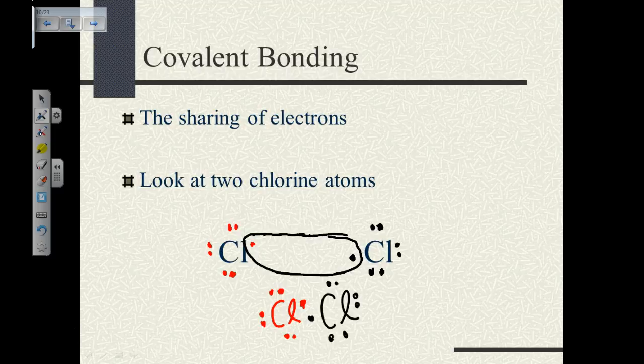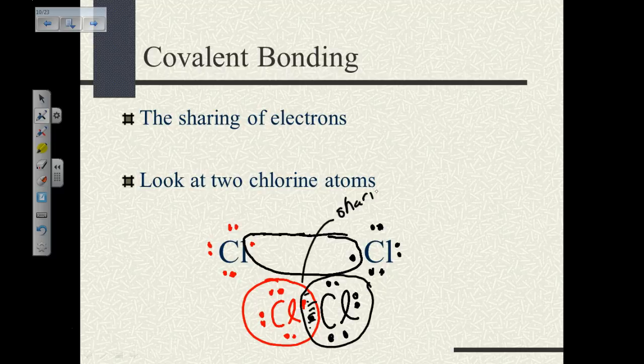Now if we look, the red chlorine has how many valence electrons? 2, 4, 6, 7, 8. And the black chlorine has 2, 4, 6, 7, 8. These two electrons here are being shared. There's a sharing going on in the middle. And that is a covalent bond. When those electrons are being shared between the two, the orbitals that chlorine has overlap, and they share that.